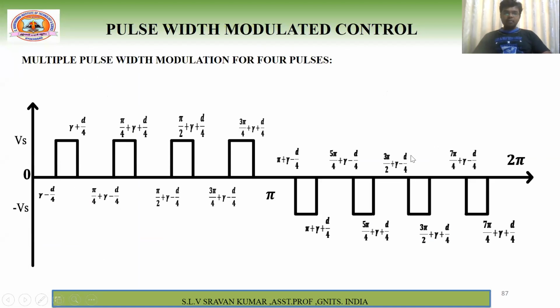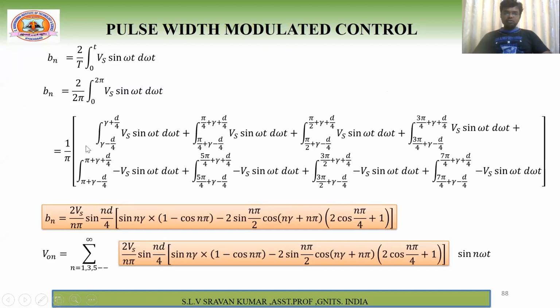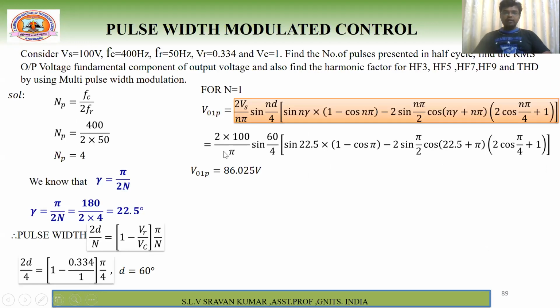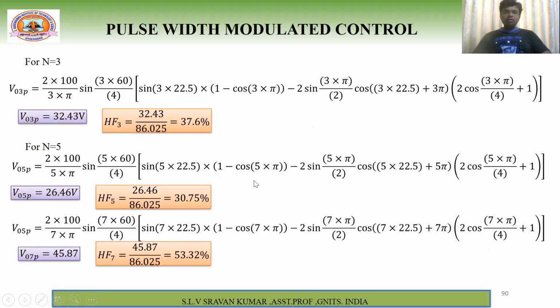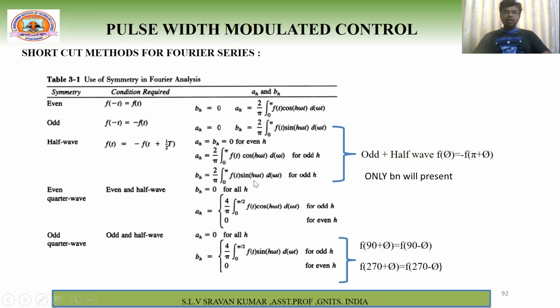This is the four pulses per half cycle. For this, what is the derivation? This one. So this much lengthy equation will be there. Whenever you are implementing within less time, this will not be suitable, so we will go for the shortcut methods. And for this equation for V01, how much are we getting? 86.025. Just remember this one. Now how to implement these shortcut methods?